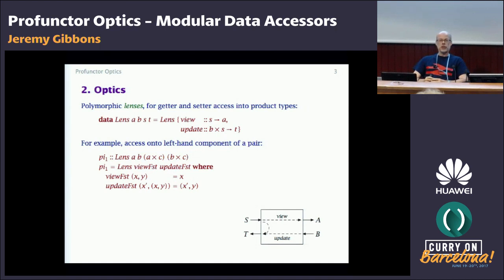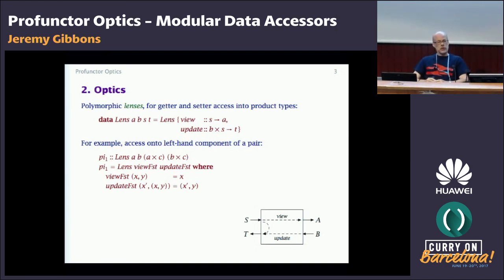So the update function takes the new component B and the old structure in which it appeared, S, and produces a new structure. So maybe this is an integer character pair, and you take out the integer and put a float in its place, then you'll get a float character pair as the result. So the output type might be different from the input type.